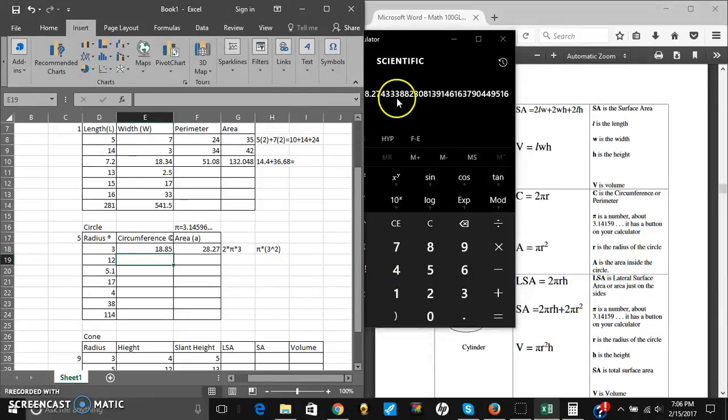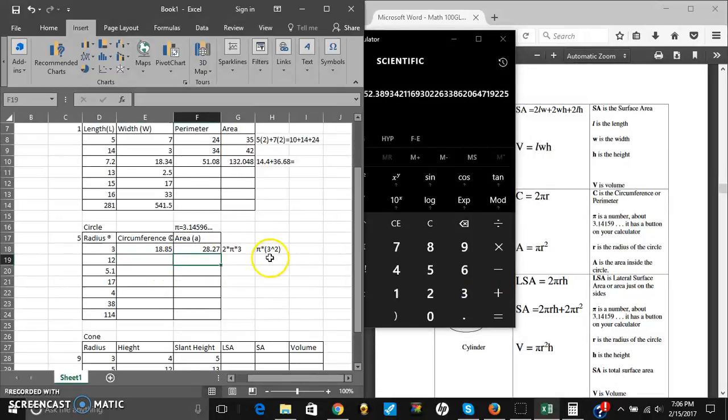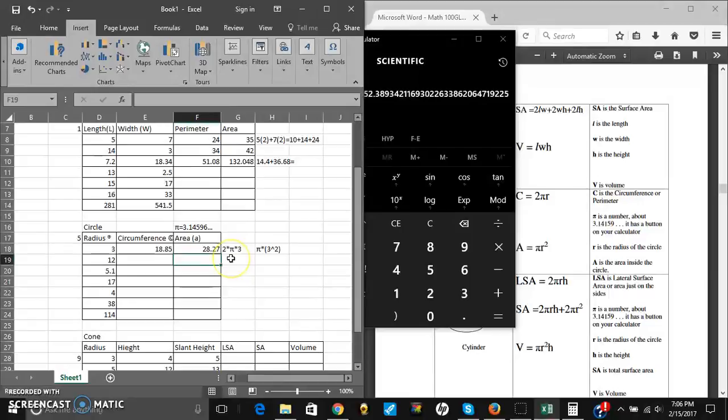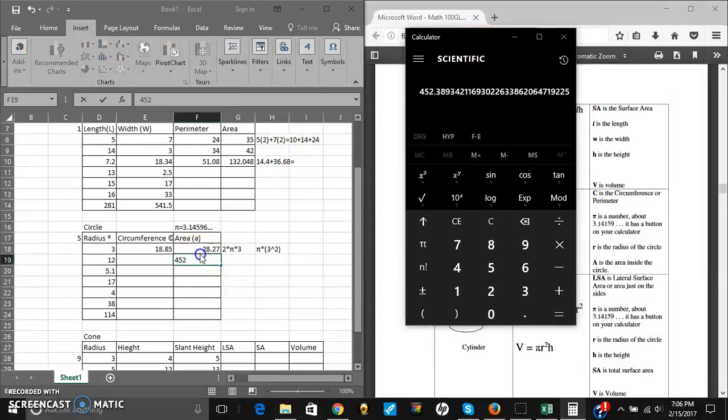Now this one, it's 12 squared times pi. So this is going to be our area. Since we did 12 squared times pi, this is 452.39.